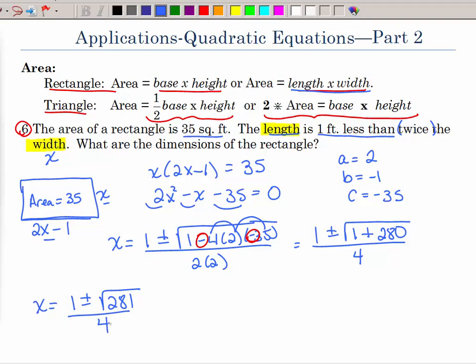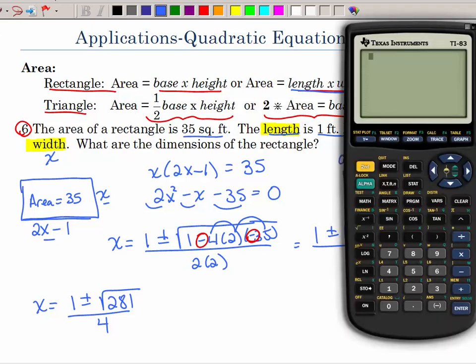Now I'm going to finally ask you to get out your calculators. We're going to get a decimal approximation. Now before I punch anything on my calculator, I want you to notice that that's a plus or minus. So I have x equals 1 plus the square root of 281 over 4, and x equals 1 minus the square root of 281 over 4. And I'm going to do that one at a time on the calculator. So let's do the first one.